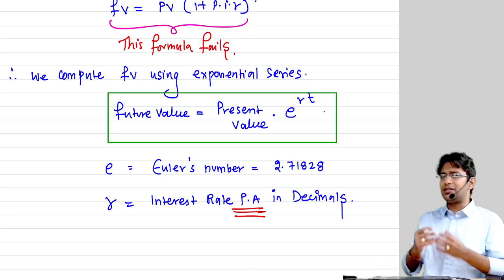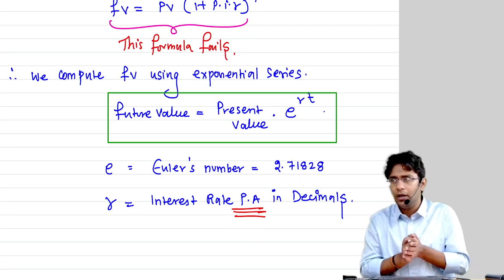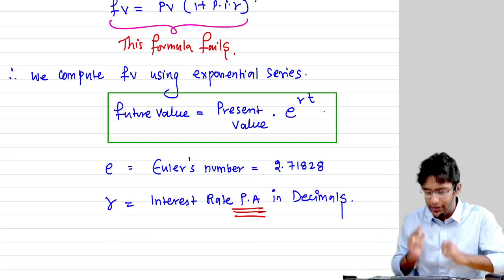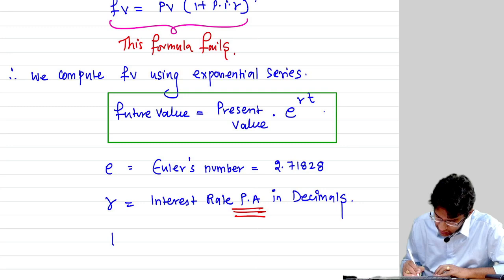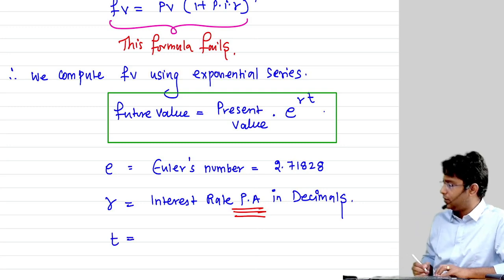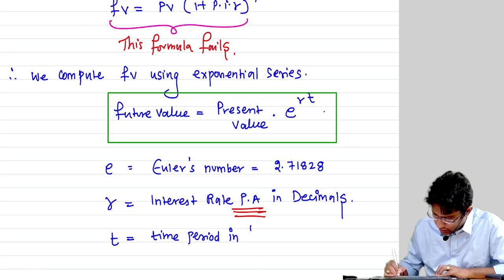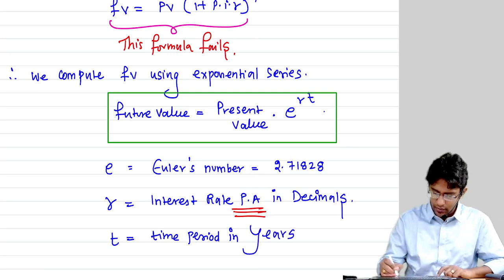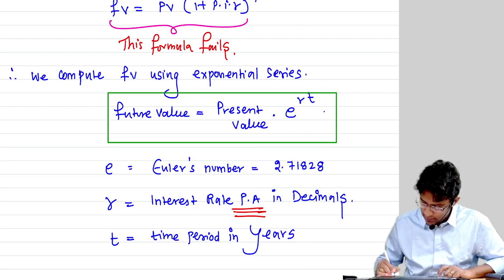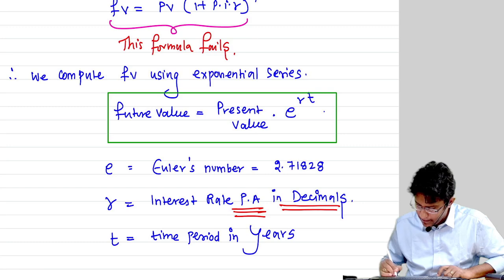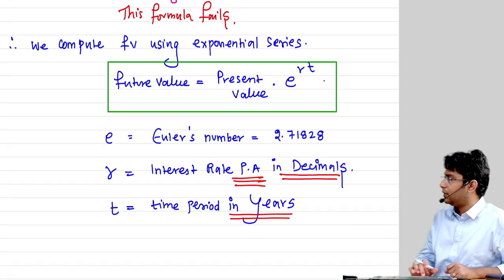Sir, but if I am investing for 6 months only, then how can you take per annum basis? For that, the adjustment will be in T. T is time period in years.